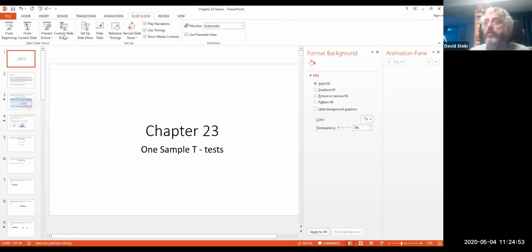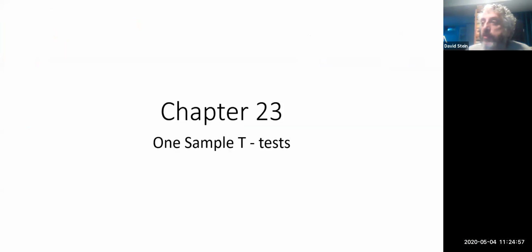Chapter 23, we're going to do one sample t-test. So remember, when we were doing proportions for the last few chapters, we started with one sample test and then went to two sample tests. We're going to do the exact same thing here. So chapter 23 is about one sample, what we're going to call t-tests, and I need to explain what that's all about.